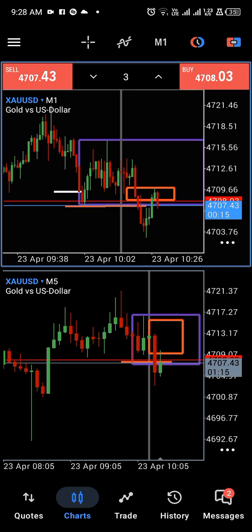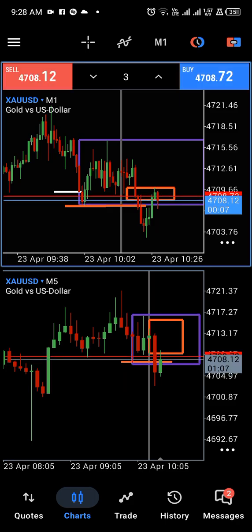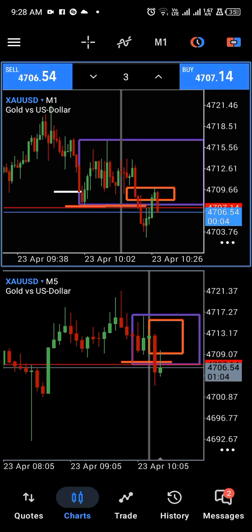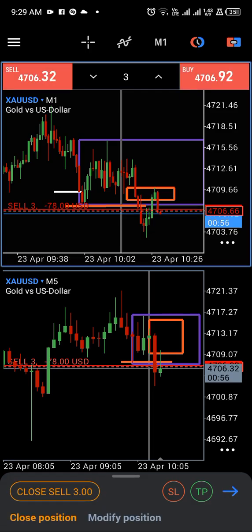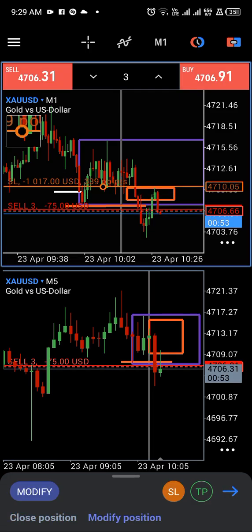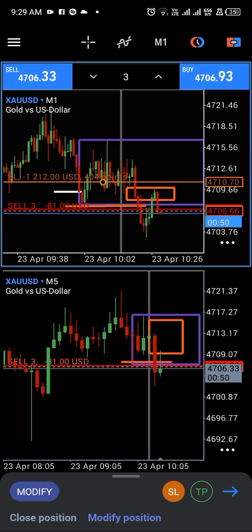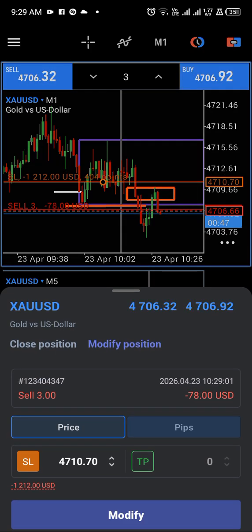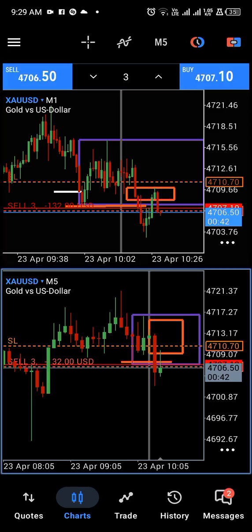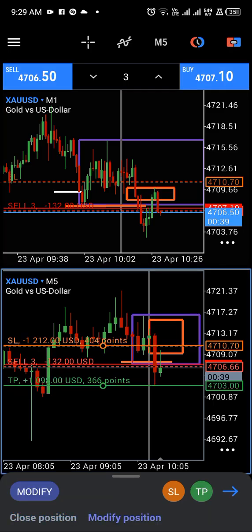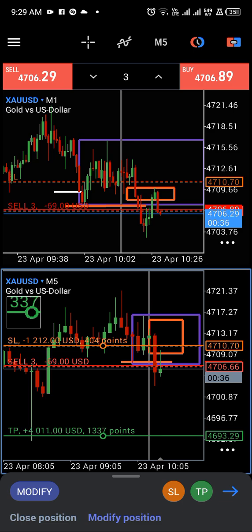So I will take sales. If it closes lower than this green candle, yeah, I want to see it closing outside, not inside. Okay, I just took sales, and then I will put my stop loss above this orange area here. That is 1.2, and then I will modify. And then I will have my TP here.